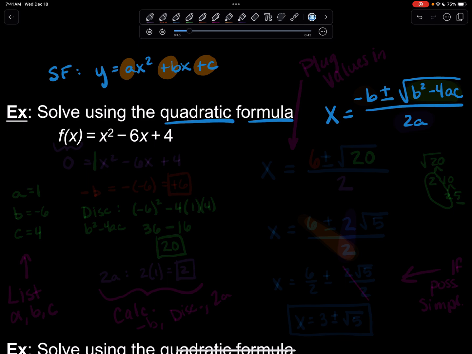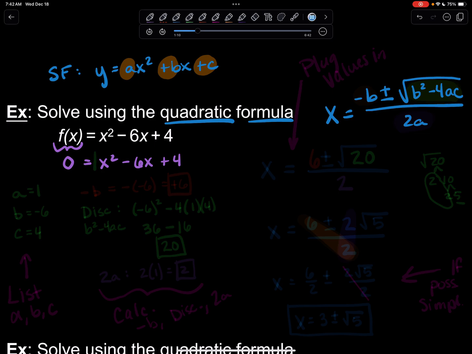So when we solve for the quadratic formula, the first thing that we want to do is, if we still have a y or an f of x in there, we want to set it equal to 0. Again, solutions mean that we're looking at when the graph crosses the x-axis. X-intercepts, solutions, zeros, roots, they're all the same thing and just different words.